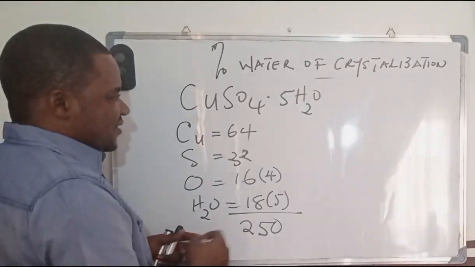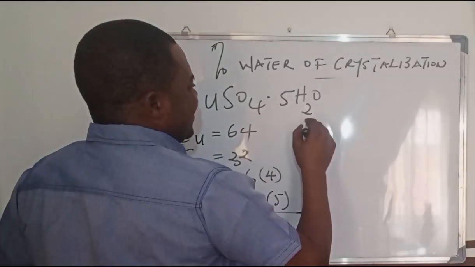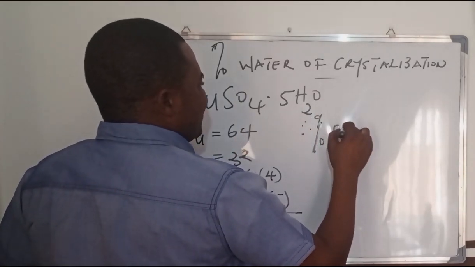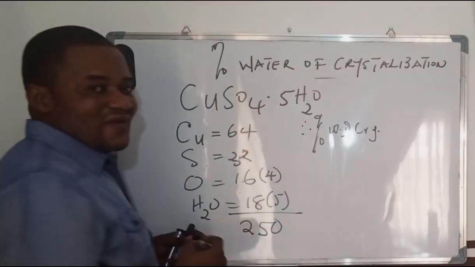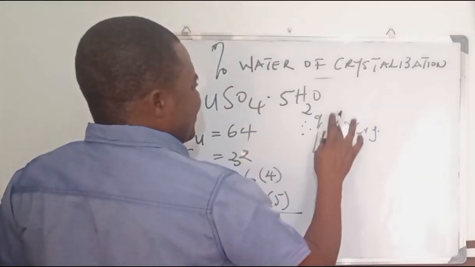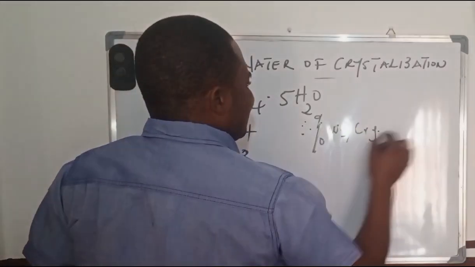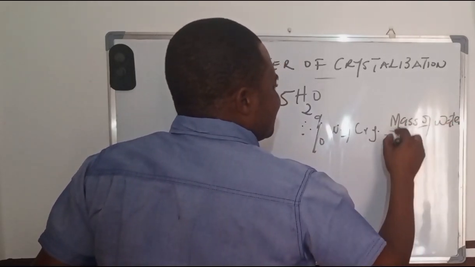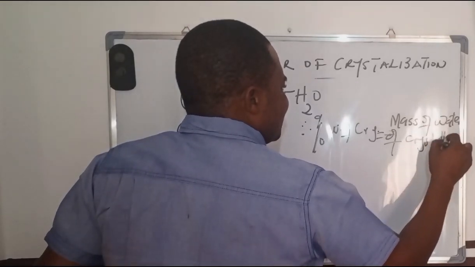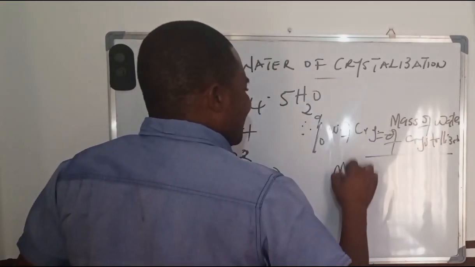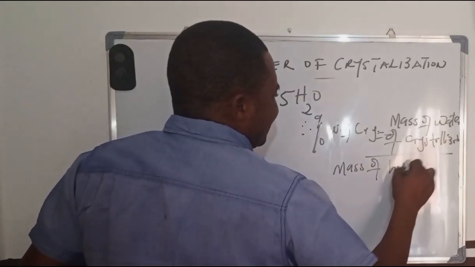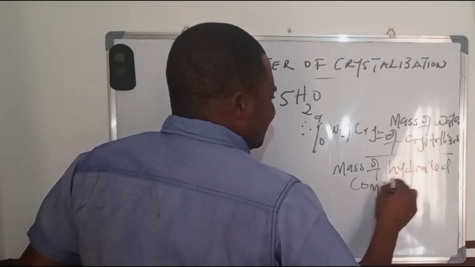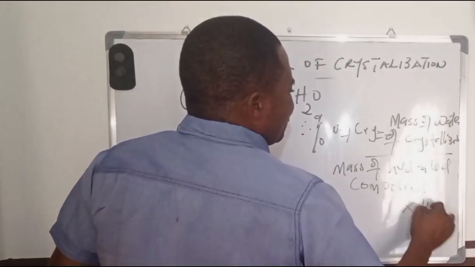Now, if this is what we have, let us look at percentage water of crystallization. Please allow me to write it this way, it's not the conventional method. Percentage water of crystallization is always calculated as the mass of water of crystallization, all over the mass of hydrated compound, multiplied by 100 over 1.